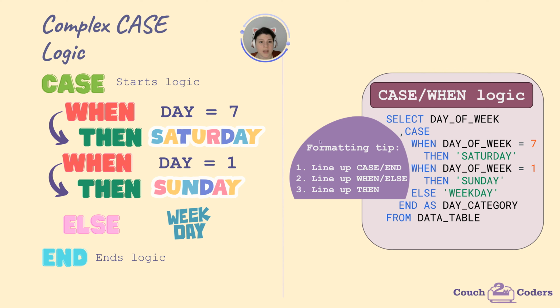So my formatting tip is your case and your end should be lined up. This is the start, this is the end. They're like your parents, mama and papa, and they're right in line. Our whens and our else, they're indented one line in and they're all lined up. And then our thens are also lined up. And if you keep your formatting like this, it's going to save you a lot of time debugging and proofing your code.